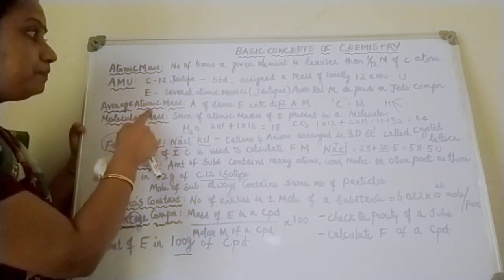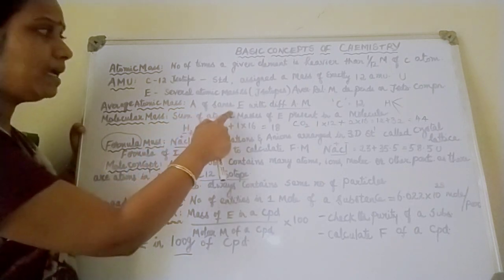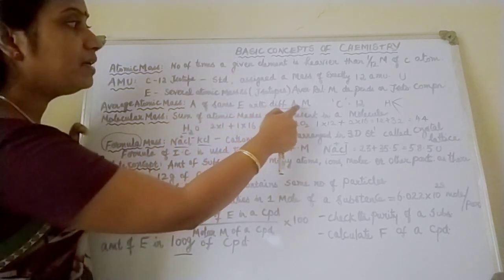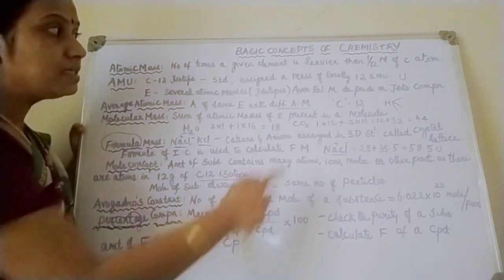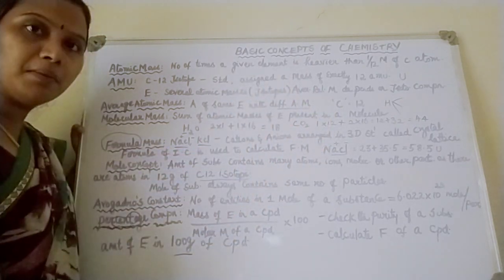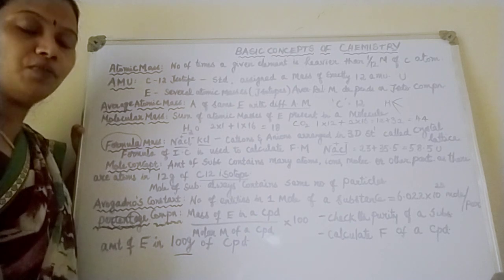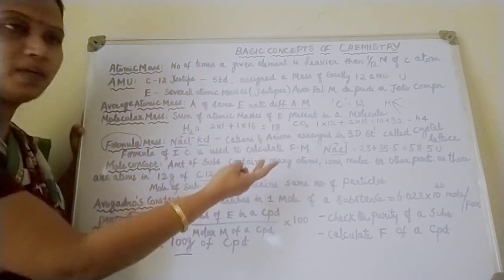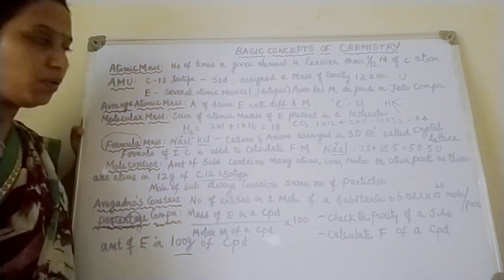Say for example, what is the atomic mass of carbon? It is 12. For oxygen it is 16. For hydrogen it is 1. For sodium it is 23. For chlorine it is 35.5.